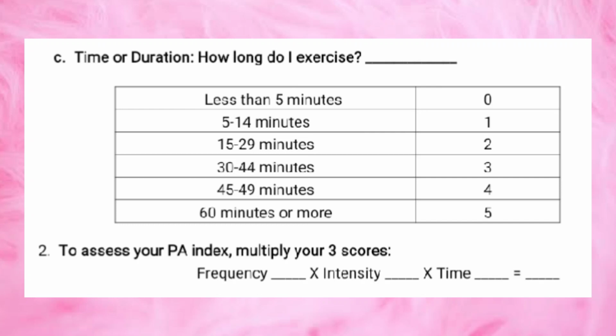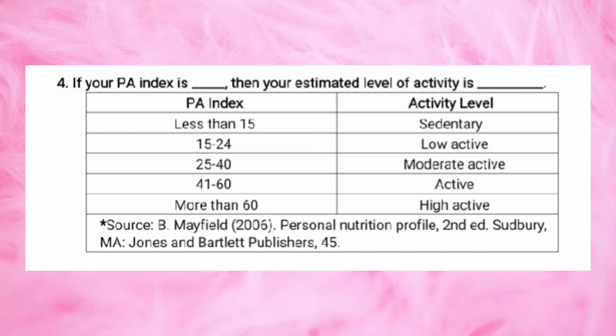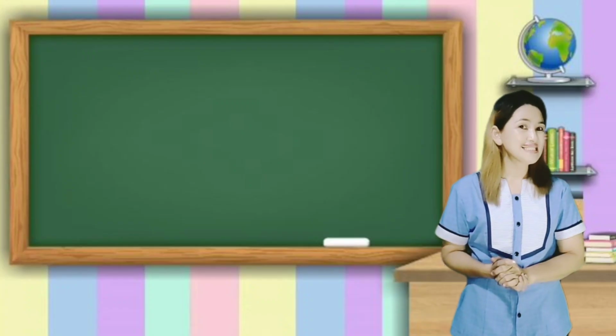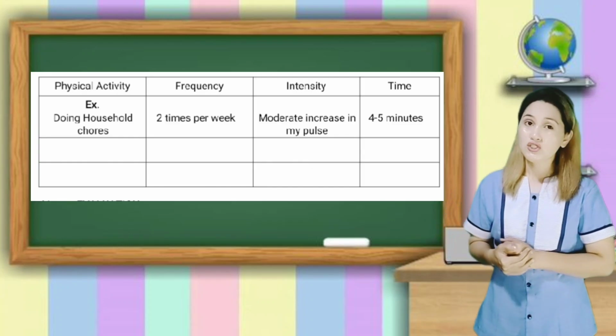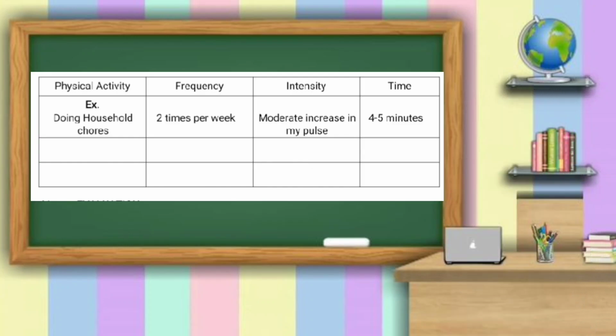To assess your physical activity index, multiply your 3 scores. Now, look at the table. What do you think is your physical activity index? List down some of your physical activities in a week in this new normal situation.